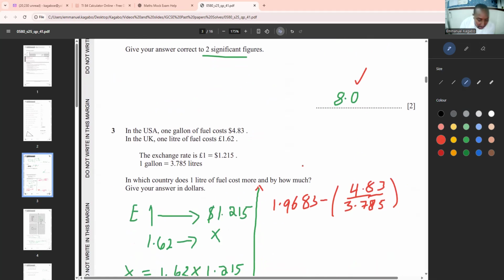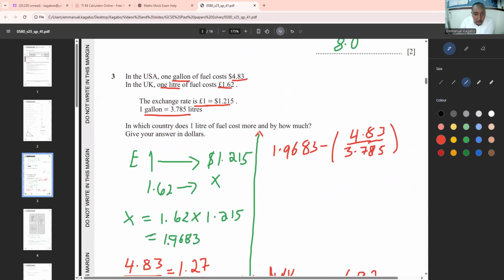Okay, next question. Question 3. Now, in the USA, 1 liter of fuel costs this. Be careful with that. And in the UK, 1 liter of fuel costs this. Very good. The exchange rate is this one. Be careful with that. Also this one here. I hope you're seeing that.